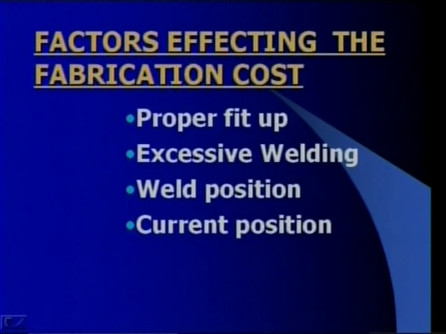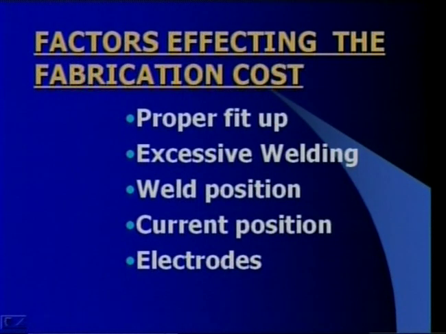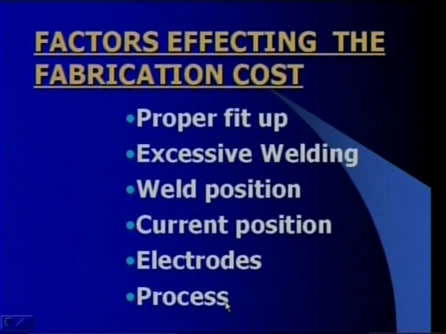Next, current position. Depending upon the application, the current position should be changed. For alloying materials, generally we make use of DC current electrodes. Depending upon the thickness of the work pieces to be welded, we have to use different lengths of electrodes. Next, processes. Depending upon the process also, the welding fabrication cost varies.